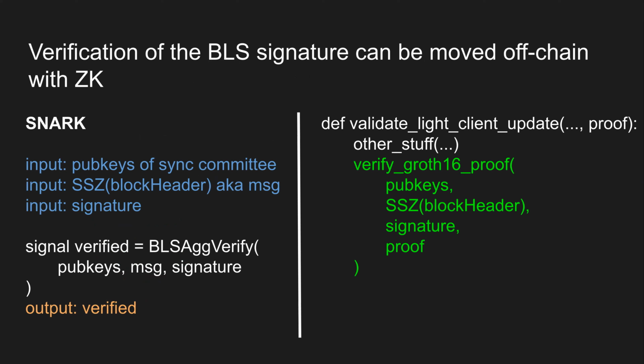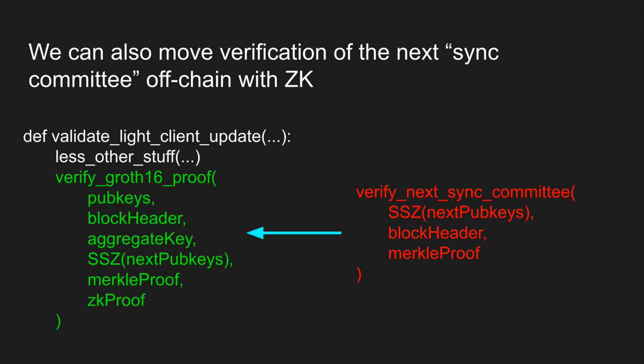So we can also wrap those computations, for example, verifying the existence of the next sync committee that's attested to in the current block header, and also put that in the snark. To put that in the snark, we have to implement this SSZ serialization inside Circom, which is what we're using to make our snark. And we have to have our circuit include that as well.